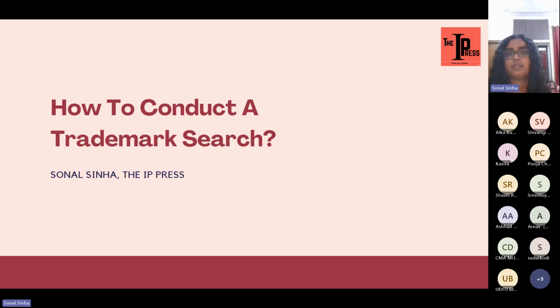So whenever I dealt with a client, the first thing that we talk to them about is the availability of the trademark, if they should even proceed with it. So that is where trademark search comes into the picture.